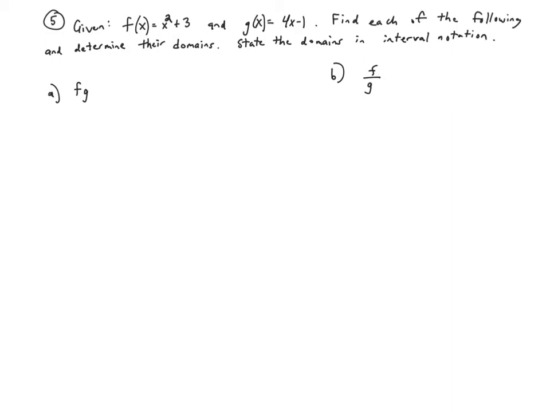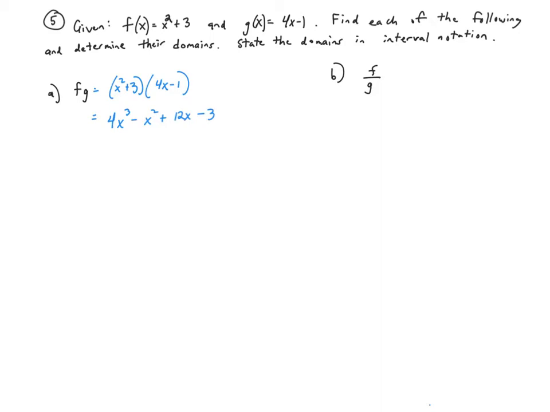Number 5. Given f of x equals x squared plus 3 and g of x is 4x minus 1. Find each of the following and determine their domains. State the domains in interval notation. First we will find f times g, which equals x squared plus 3 times 4x minus 1. Distribute to obtain 4x cubed minus x squared plus 12x minus 3.